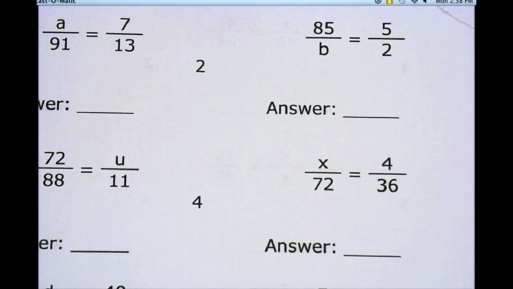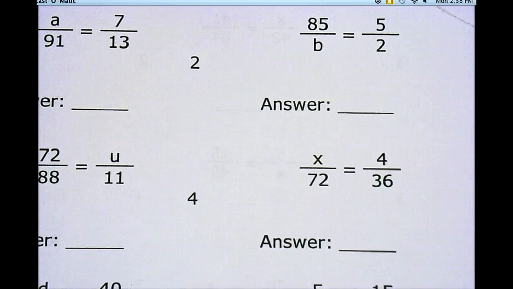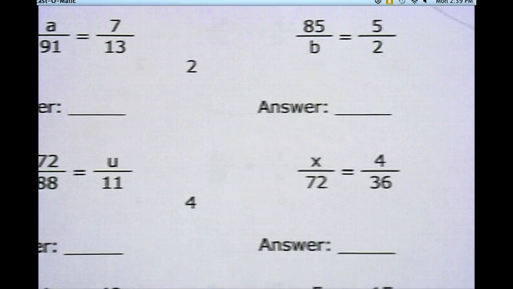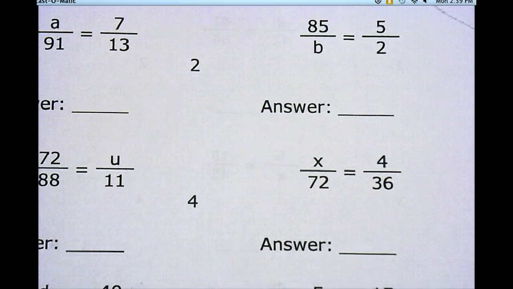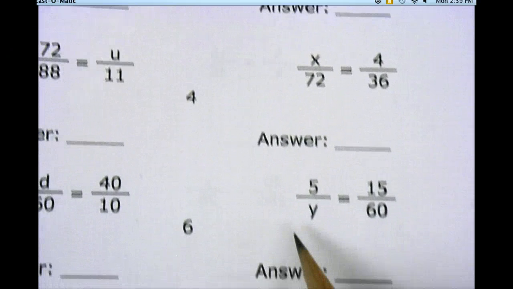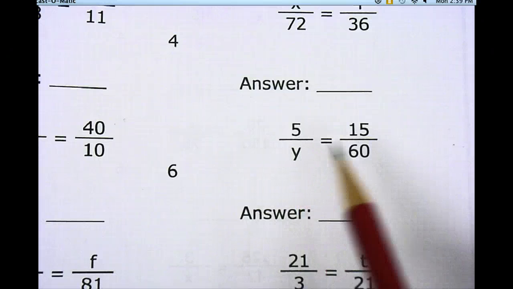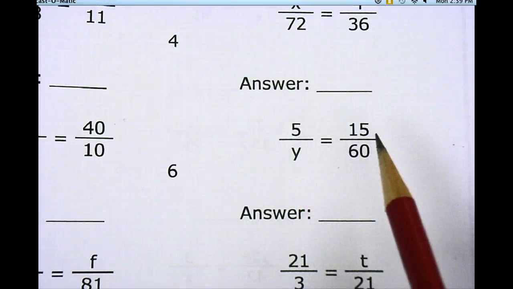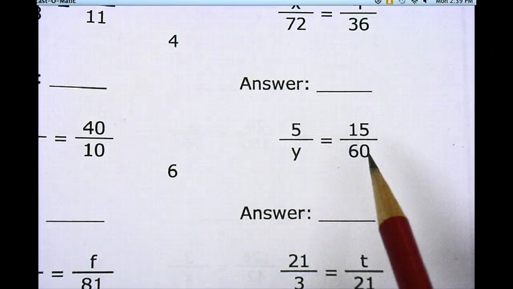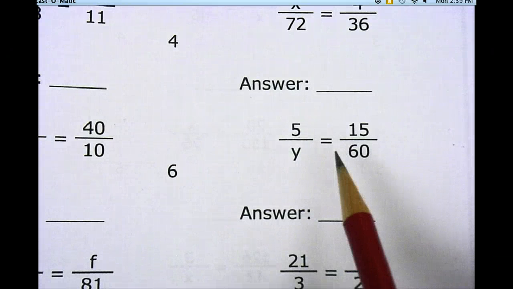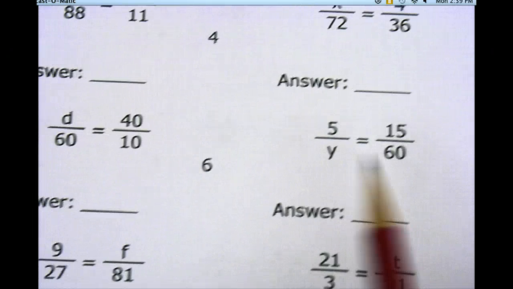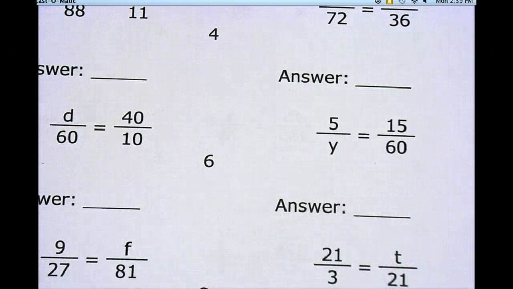Okay, Oak Rovers, this is a video that's going to help you find a missing part of a proportion. Remember, a proportion is just two ratios that are equal to each other. So on number 6, my ratios are 5 over y and 15 over 60. And it's a proportion because I'm setting them equal to each other, and I'm going to try and solve for y. That's my goal for these.